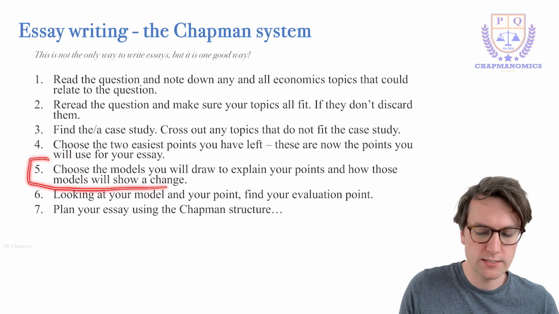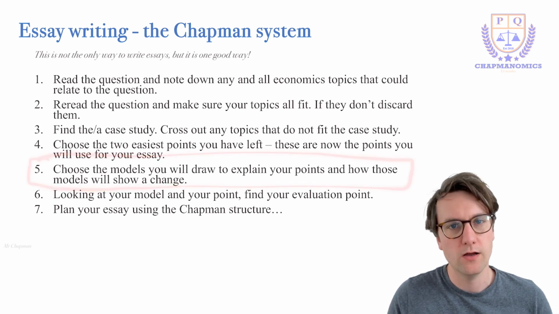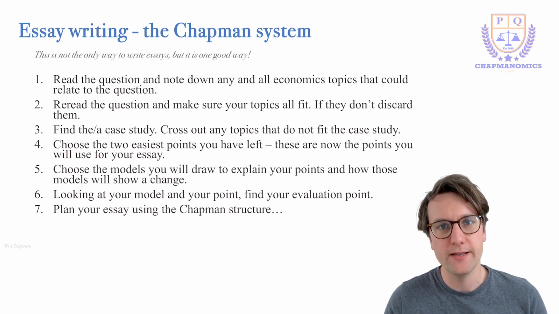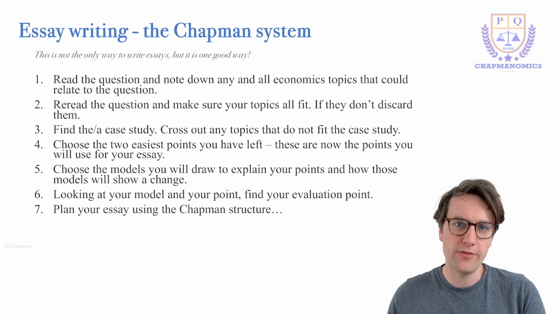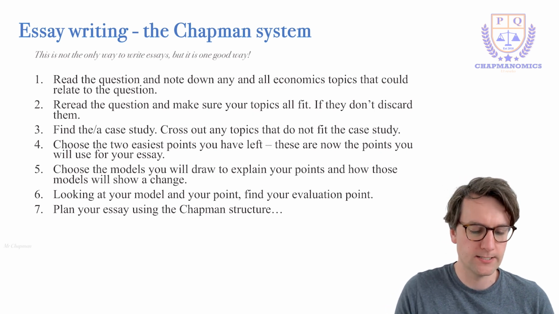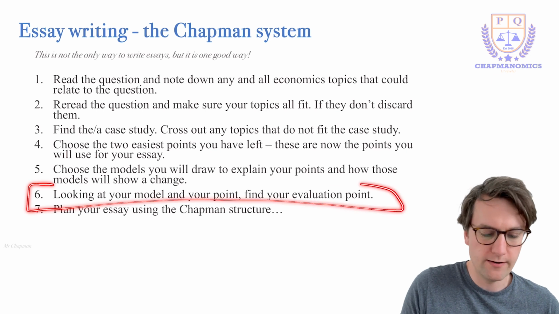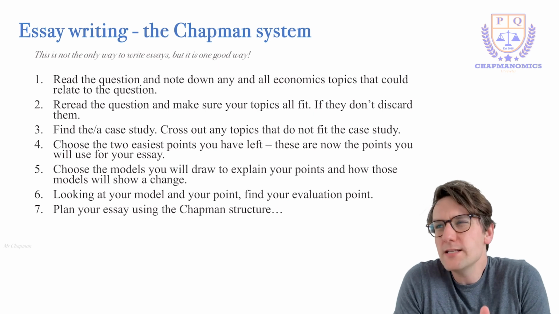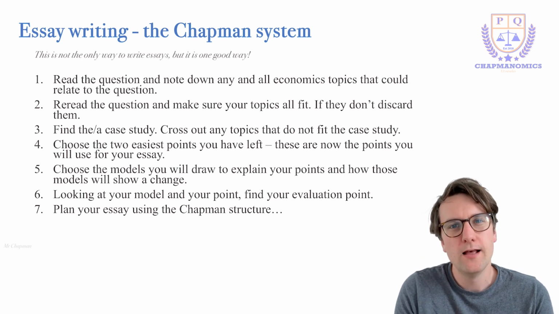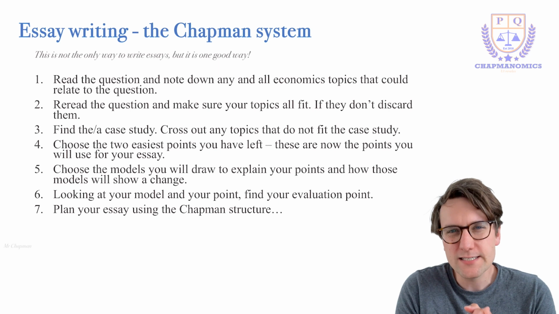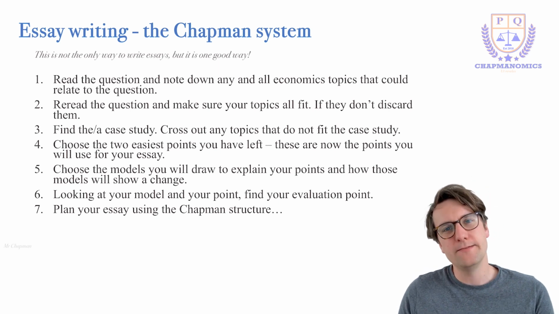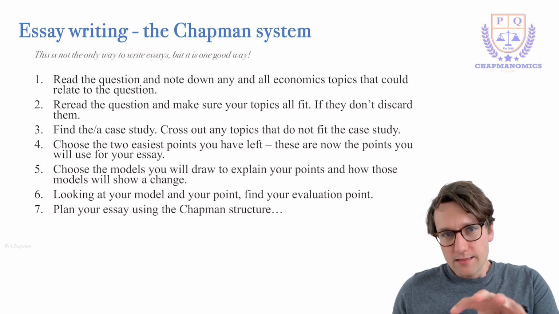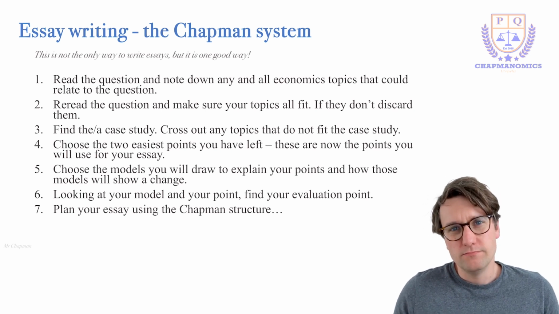Once we have those points, it's time to model those points out. So we want to draw and explain 2 models that's going to show what is happening in our points and how things are changing as well in those points. Then looking at the models we've drawn and looking at the points we're going to make, we're going to find our evaluative points. So what in our theory, what in our point might mean that our theory isn't going to be quite right? What might actually mean that in practice, when this economic phenomenon happens, the theory doesn't quite capture everything that's going to happen.